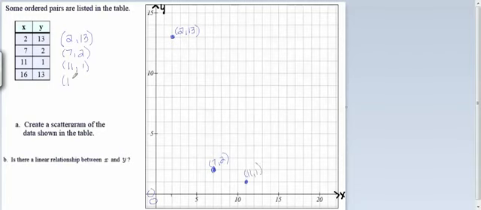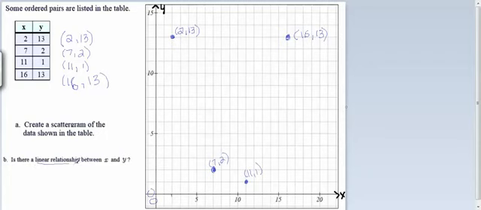And finally, I have the data point 16, 13. So I'm going to go all the way up to 16 on the x-axis, and on the y-axis all the way up from 10, 11, 12, 13. So there we have created our scattergram of the data. And now they ask a question that brings in an important vocabulary term.